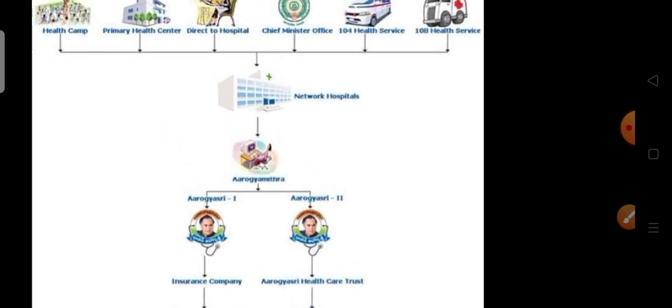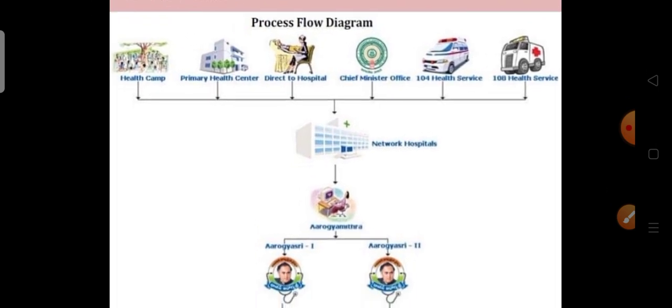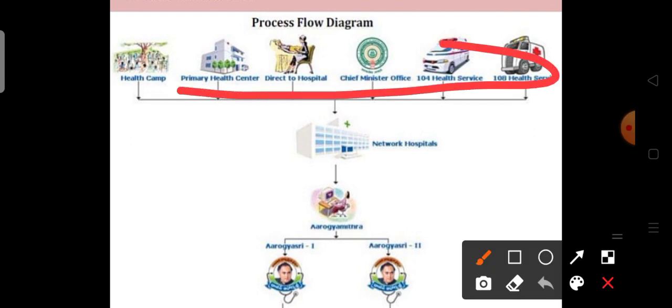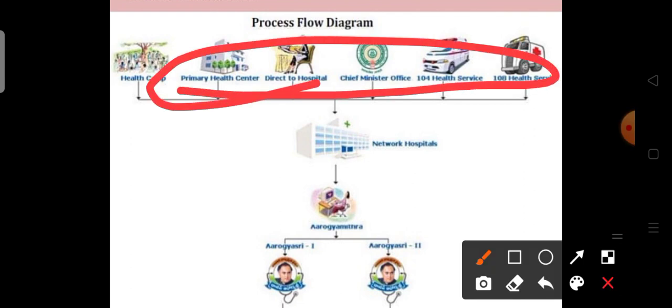So this is a process flow diagram. Health camp, primary health center, direct to hospital, Chief Minister's office, 104 health service, 108 health services. So like this, they may have the first contact, then they will contact the network of hospitals. There are different networks of hospitals, and again they may consider Arogya Mitra.